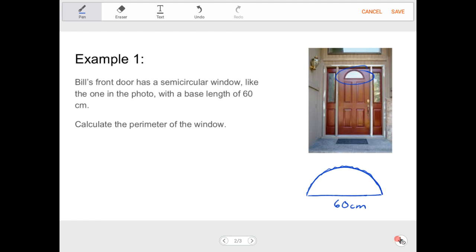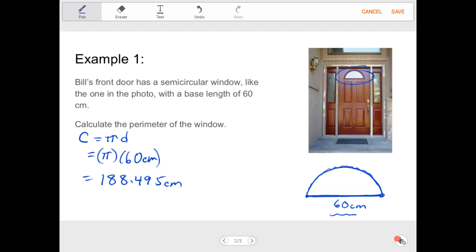Well, in that case, that's a semicircle, which essentially means half a circle. So I'm going to use a circumference formula. Now you see this 60 centimeters down here. That goes from one side all the way to the other. That's going to be the diameter. So I'm going to use the pi times diameter formula. I'm going to fill that in with 60 centimeters, and I'll just put this on my calculator quickly. So that gives me a circumference of 188.495 on and on centimeters.